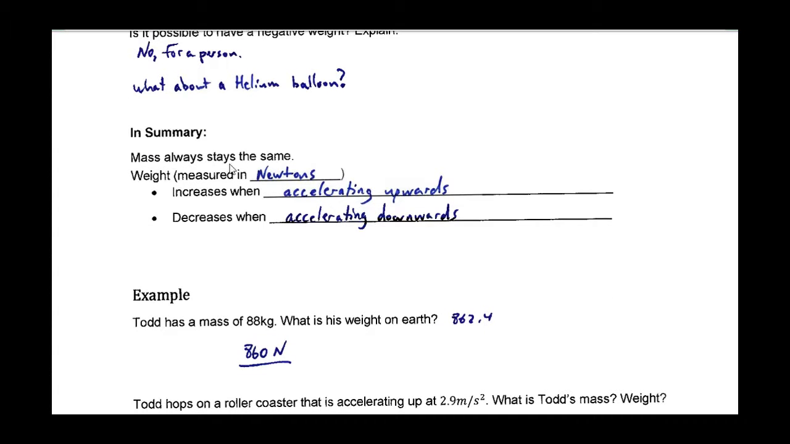The summary: mass for all intents and purposes is always going to stay the same. It's always going to be measured in kilograms, while weight is in newtons. How do you actually increase your weight? Well, you're going to have to accelerate upwards. So that's the big thing. To decrease your weight, you're going to have to accelerate downwards.